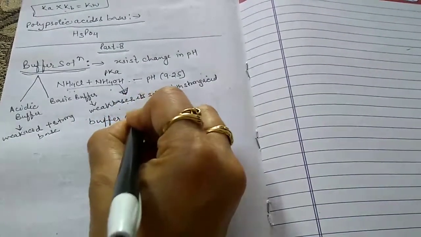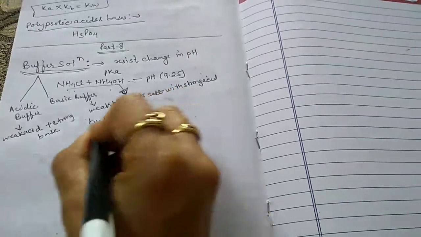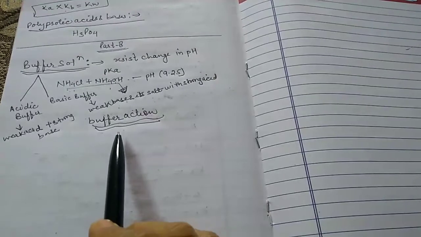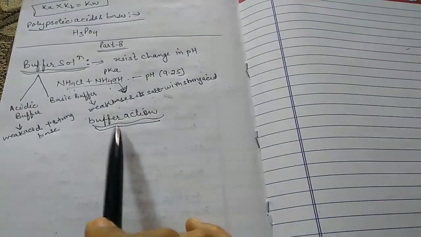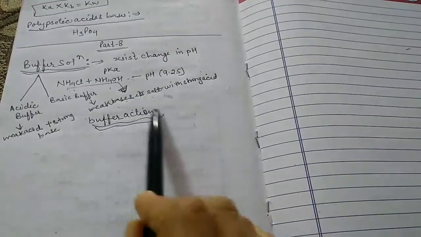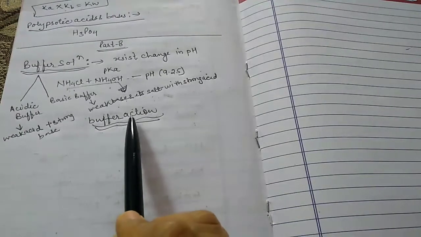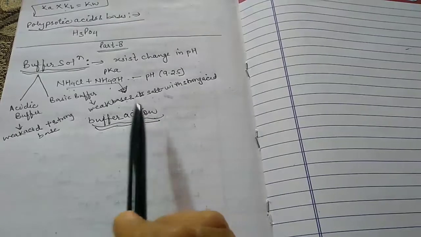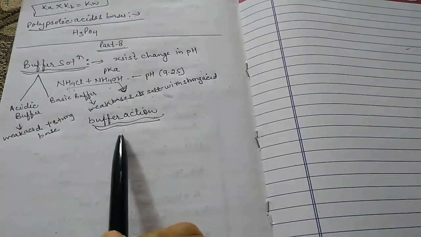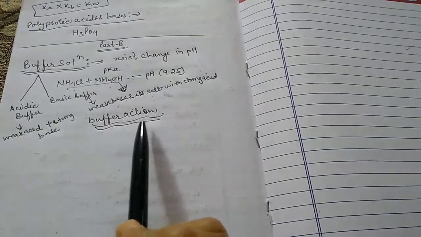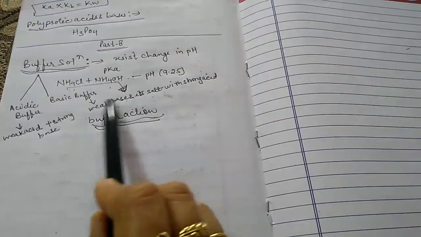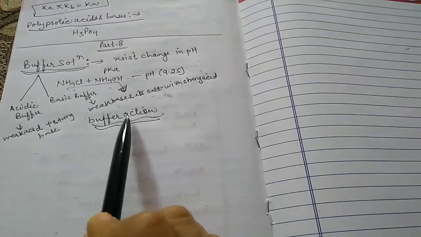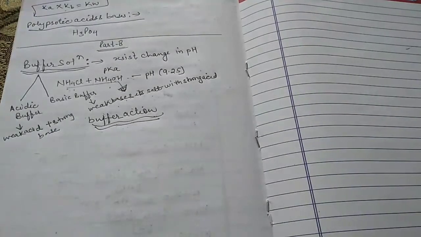Now there is one other new term, that is buffer action. Buffer action means the ability of a buffer solution to resist the change in the pH value on the addition of a small amount of an acid or a base. That property or that ability is known as buffer action.